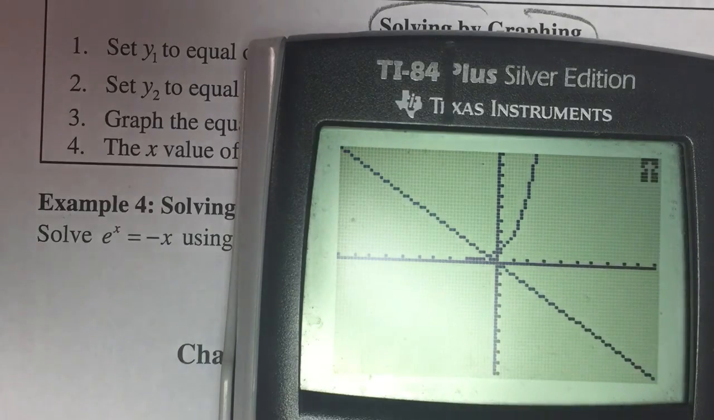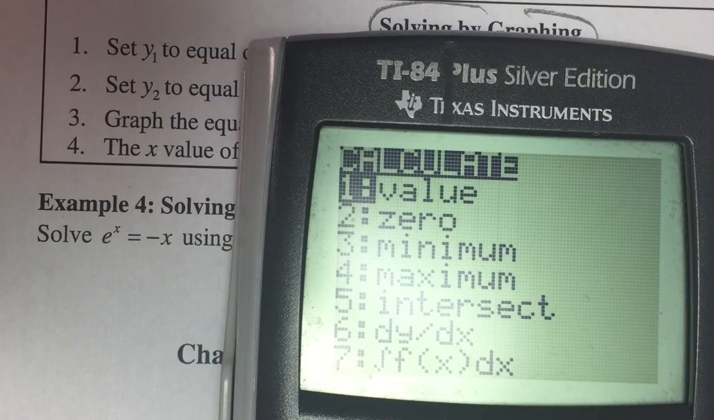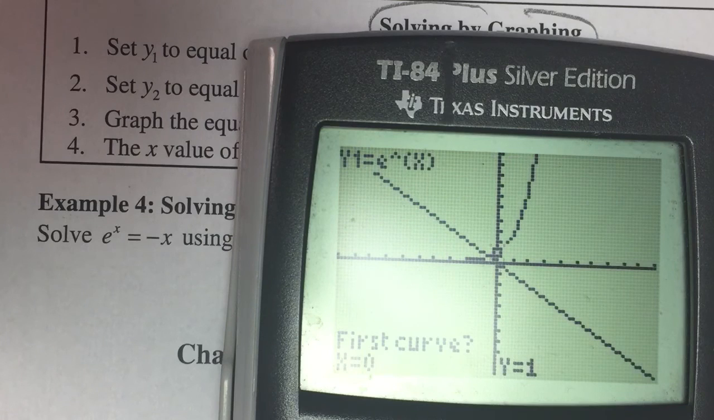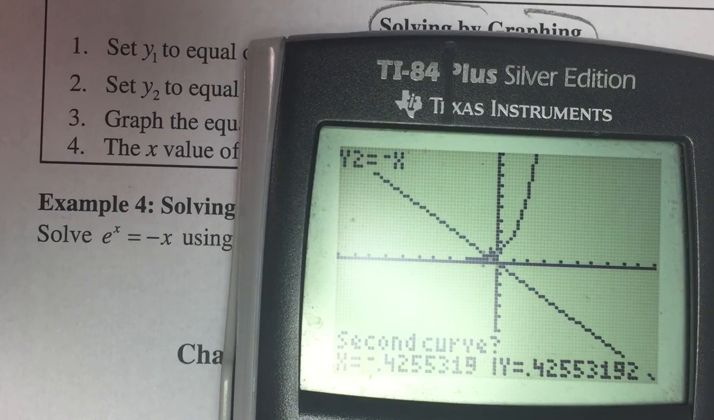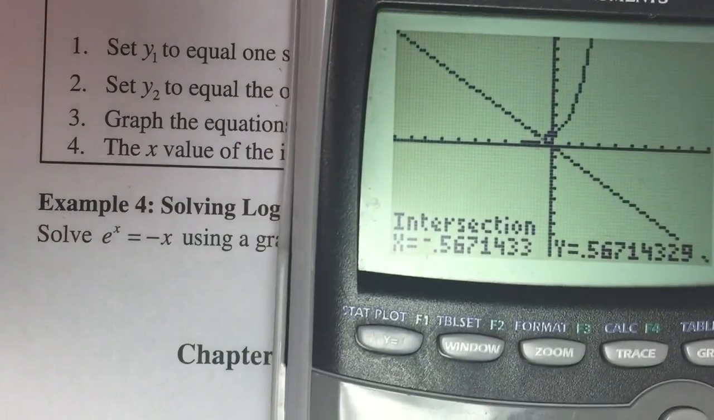So I'm going to do second trace. I'm going to find the intersection point. So I'm looking for 5. So again, if you use your right hand and left hand arrows, you can see that this one is right now tracing the first graph. So I'm going to put it where it looks like they intersect and press enter. Now, if you did it now, it would trace the second graph, but again, your point should be fairly good. Press enter again. So this is what you get.